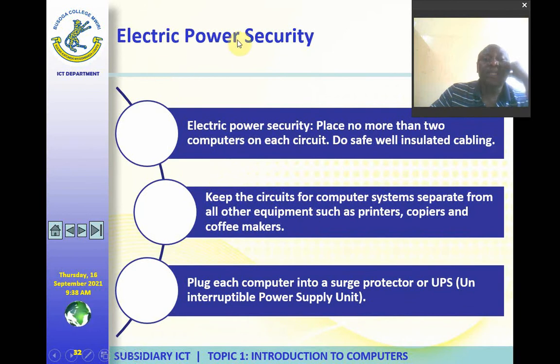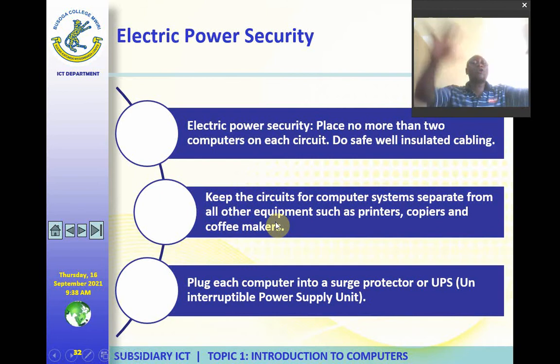Now, when we look at electric power security, place no more than 2 computers on each circuit. Use safe, well insulated cabling. Keep the circuits for computer systems separate from all the other equipment such as the printers, the photocopiers, and maybe the coffee makers. You put them aside, don't attach them to the one for the computer systems.